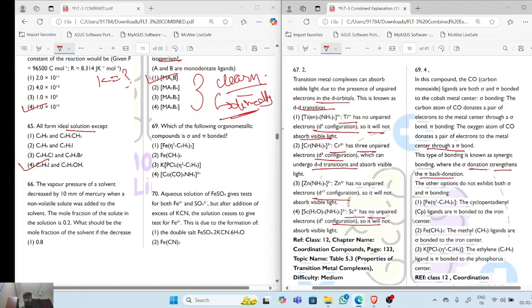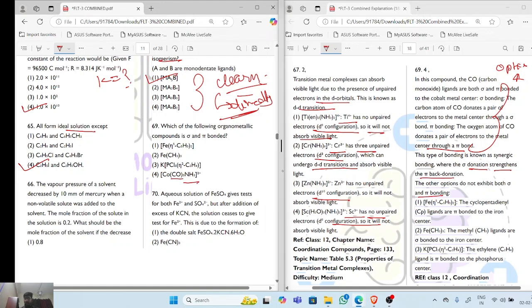the pi back bonding. Okay, the other options do not exhibit both sigma and pi bonding. So here we are talking about option number 4, which has 5 molecules of CO, carbon monoxide, and 1 molecule of NH3. In all other options, we can't see this back pi bonding. So the correct answer is option number 4.